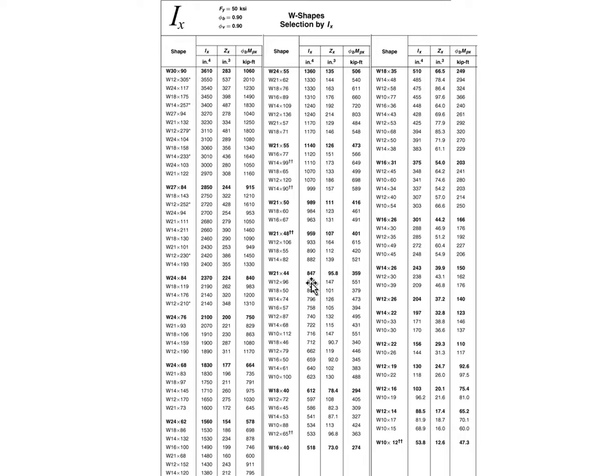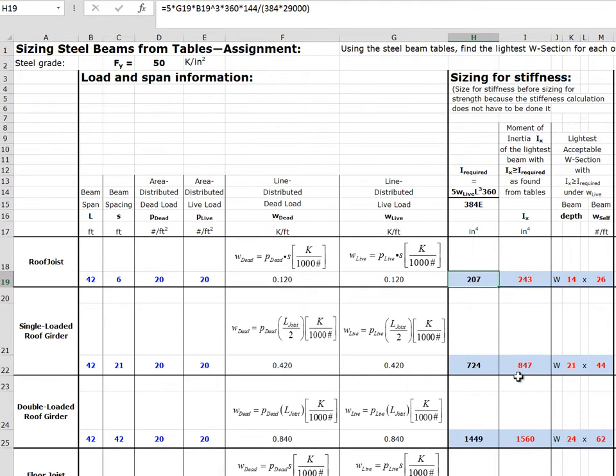And again, we can ignore all of these in between because they're all heavier. And when we get to 847, we're at a W21 by 44. So we're going to write 847, W21 by 44.